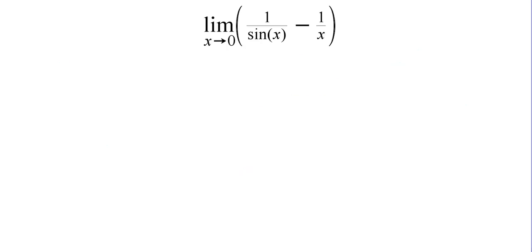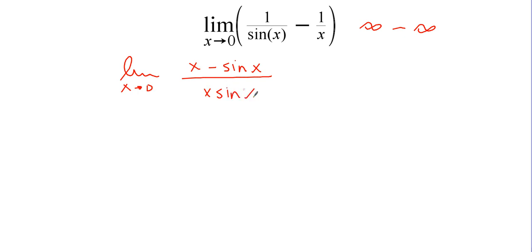In this last one that we're going to look at, we've got 1 over 0, which is infinity, minus 1 over 0, which is another infinity. So again, we've got infinity minus infinity. And oftentimes what we want to do in this case is find ourselves a common denominator. So the common denominator between our two fractions will be x sine x. So we'll end up with x minus sine x if we multiply the first fraction by x over x and the second fraction by sine x over x, divided by x sine x.